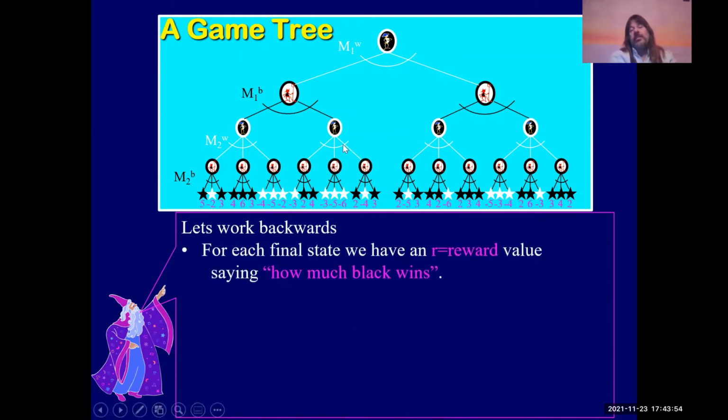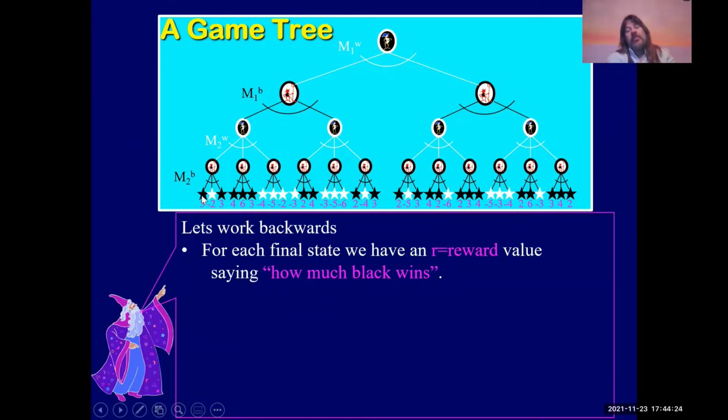We start at the leaves, and just about an hour or two ago, these slides are freshly made, I stuck in those purple numbers, and those purple numbers tell you the reward at the end of the game. All right, so R for reward. And here I'm making it with respect to the black player. I could have done it with respect to the white player.